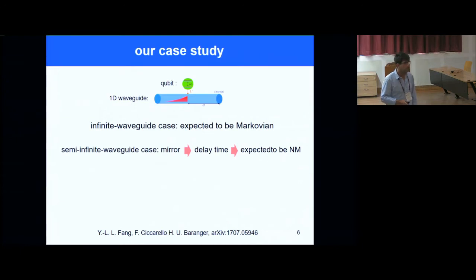Of course, the semi-infinite case can be regarded as the infinite waveguide case in the presence of a mirror. The intuitive expectation would be that in the infinite waveguide case, the dynamics is fully Markovian, and that in the semi-infinite waveguide case, it is not. This is because in the latter case, the mirror introduces a delay time due to the time required by the photon to go back and forth between the qubit and this end of the waveguide. And this delay time is expected to introduce the non-Markovianity. So we will see that this expectation is, to some extent, at least inaccurate.